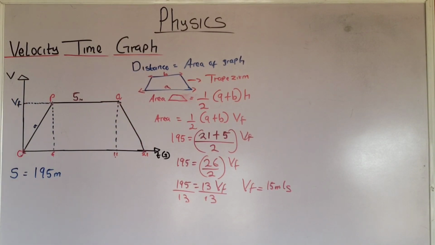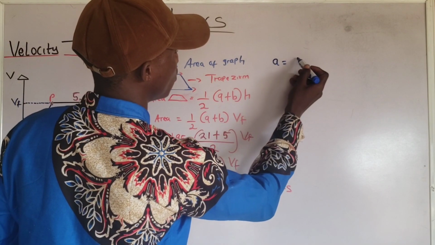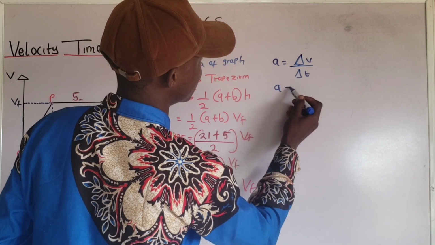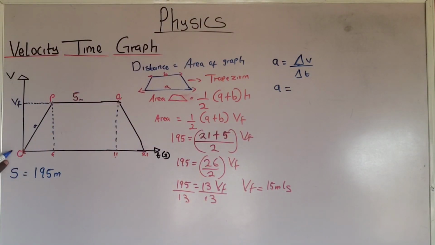Now, having gotten the final velocity that we need, we can easily determine the acceleration of the section OP according to the question, okay? The acceleration of section OP. Now, acceleration is change in velocity over time. So acceleration is equal to change in velocity all over change in time. Acceleration is equal to VF minus V initial, that is change in velocity. That is the difference between the final velocity and the initial velocity.